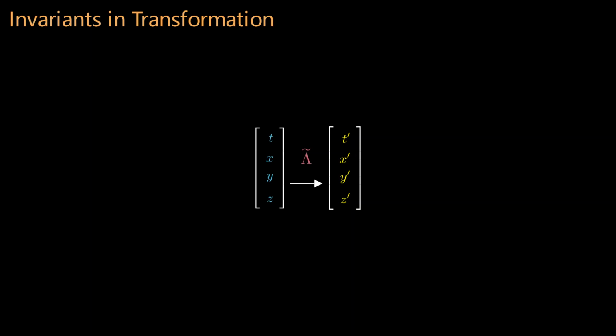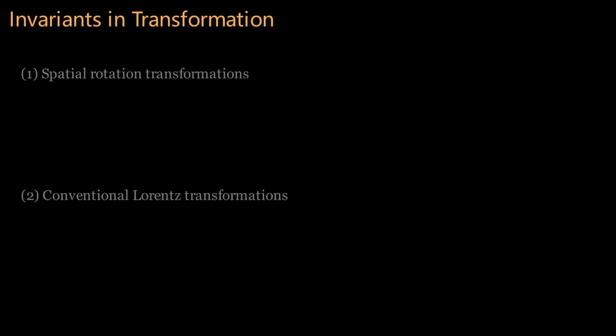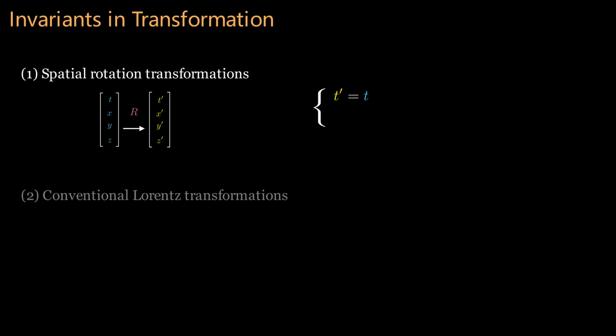Let's examine which physical quantities remain invariant in this process. Since the generalized Lorentz transformation can be decomposed into spatial rotation transformations and conventional Lorentz transformations, we will analyze these two transformations separately, one by one. First, the spatial rotation transformation. As spatial rotation transformations do not involve time, the time component remains unchanged during this process.